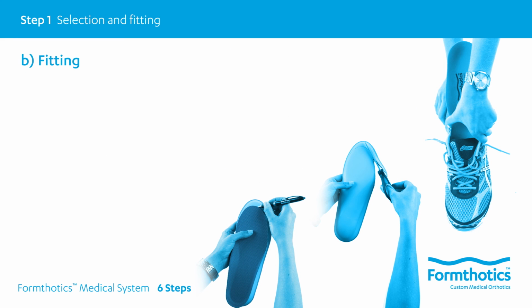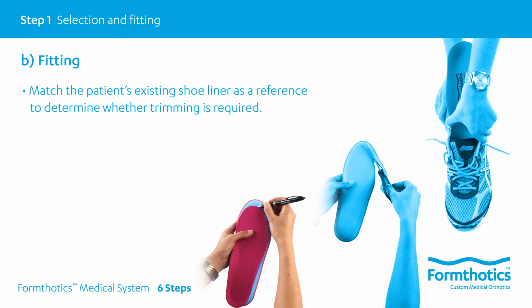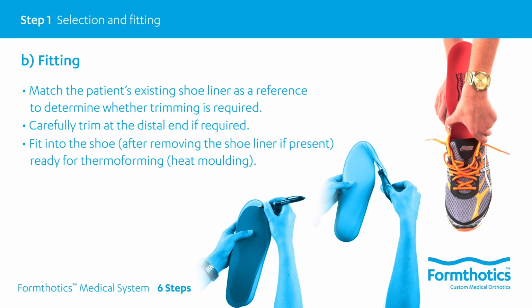To fit the selected pair of Formthotics into the shoe, match the patient's existing shoe liner as a reference to determine whether trimming is required. Carefully trim at the distal end if required, and fit into the shoe after removing the shoe liner if present, ready for thermoforming. If the shoe liner can't be removed from the shoe, consider whether a thinner pair of Formthotics will fit into the shoe instead.